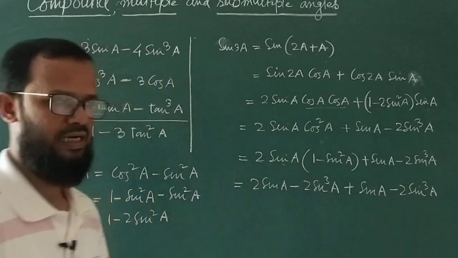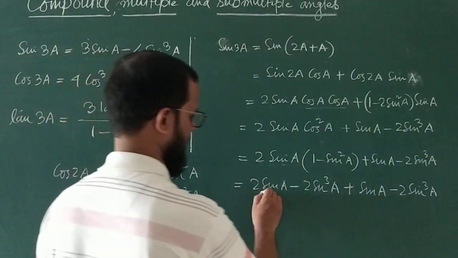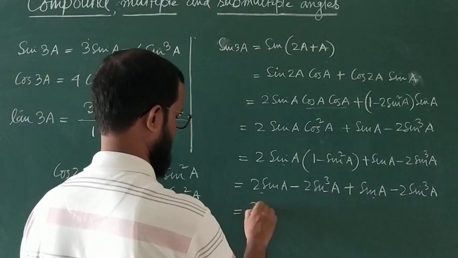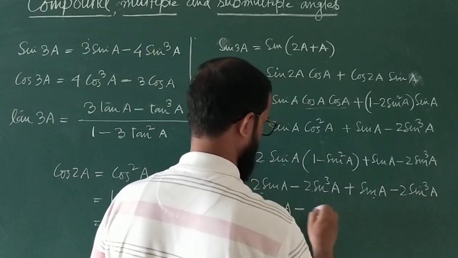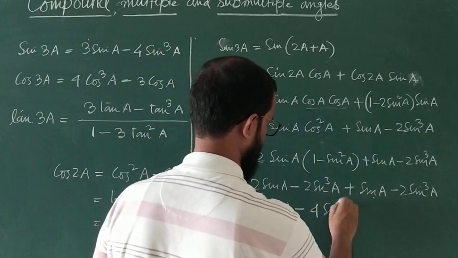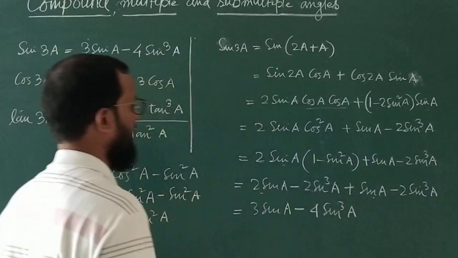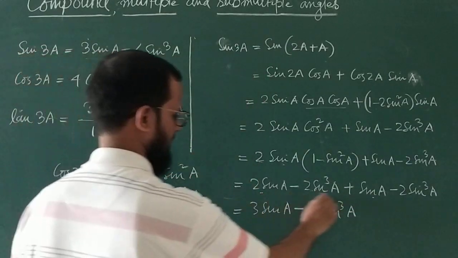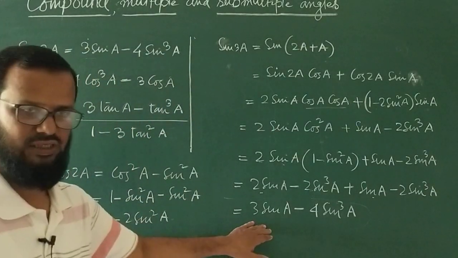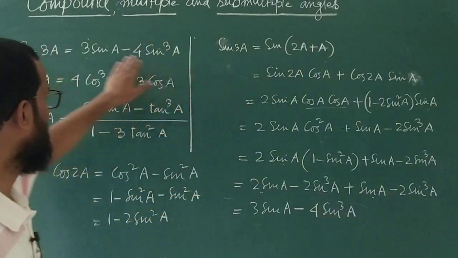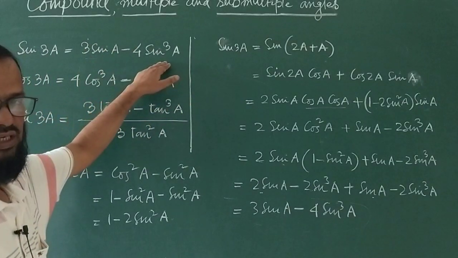I hope you are understanding. Now this 2 sin a and this sin a becomes what? 3 sin a, and this 2 sin cube a, 2 sin cube a means what? 4 sin cube a, and hence sin 3a equal to what? 3 sin a minus 4 sin cube a. We get the final result, okay. So sin 3a is what? 3 sin a minus 4 sin cube a.